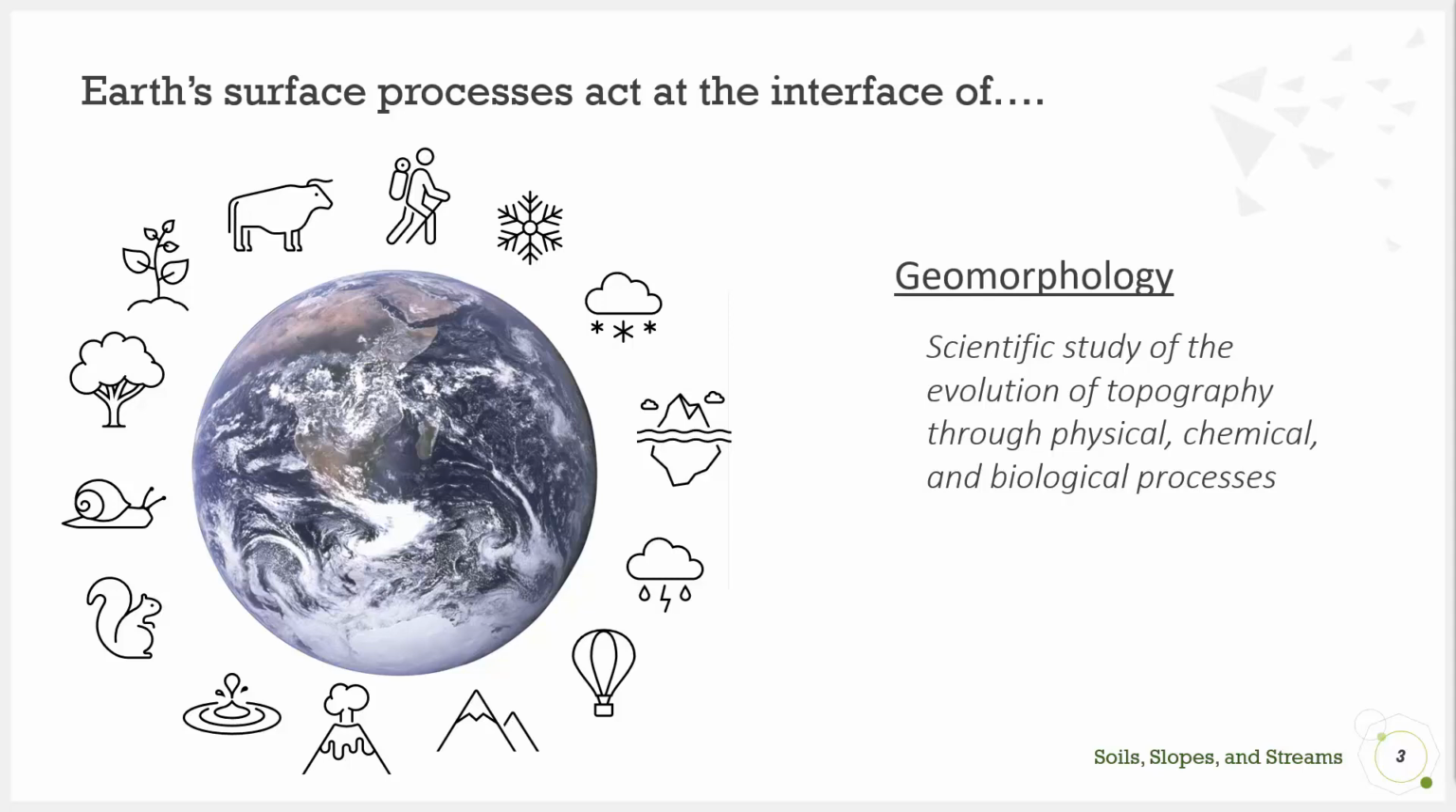One discipline of science focused on Earth's surface change is called geomorphology. It literally means to study Earth's shape and change, and it concerns the evolution of soils, mountains, canyons, rivers, and topography through physical, chemical, and biological processes. It explores Earth's landforms and the processes that create, destroy, and change them.